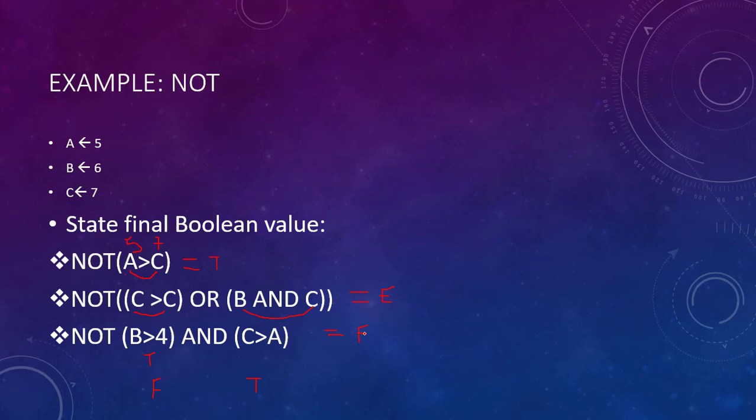So that's it about the 3 different Boolean operators and the different relational operators that you can explore more afterward in selection statements.